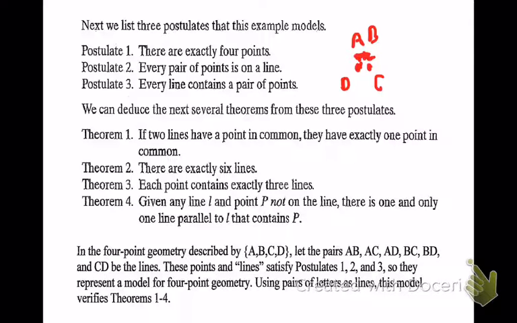So anyways, in the 4-point geometry described by ABCD, let the pairs AB, AC, AD, BC, BD, and CD be lines. These points and lines satisfy postulates 1, 2, 3, so they represent a model for 4-point geometry. Using pairs of letters as lines, this model verifies theorems 1 through 4.